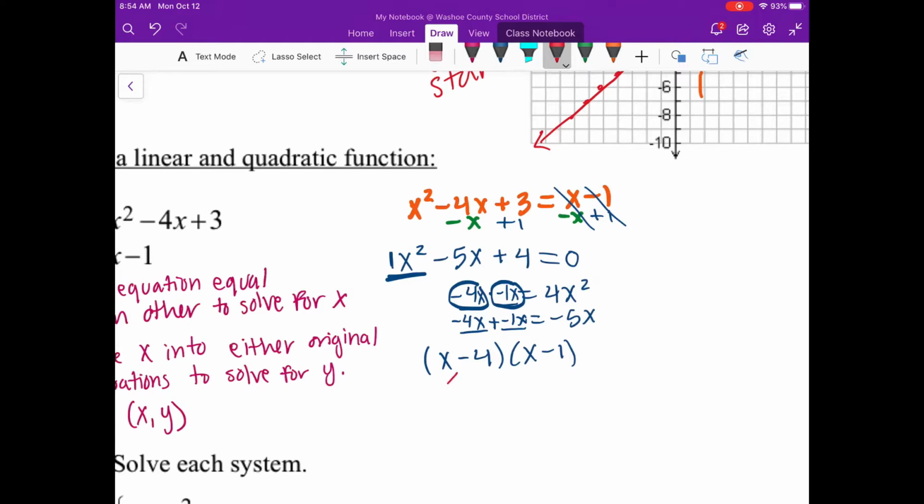You can go straight into the factored form. So from here, we're going to take our factors and set them equal to 0. So x minus 4 equals 0. I add 4 to both sides, and that gives me x equals 4 as my first answer. Then I take x minus 1, set it equal to 0, and I add 1 to both sides, that means x equals 1.